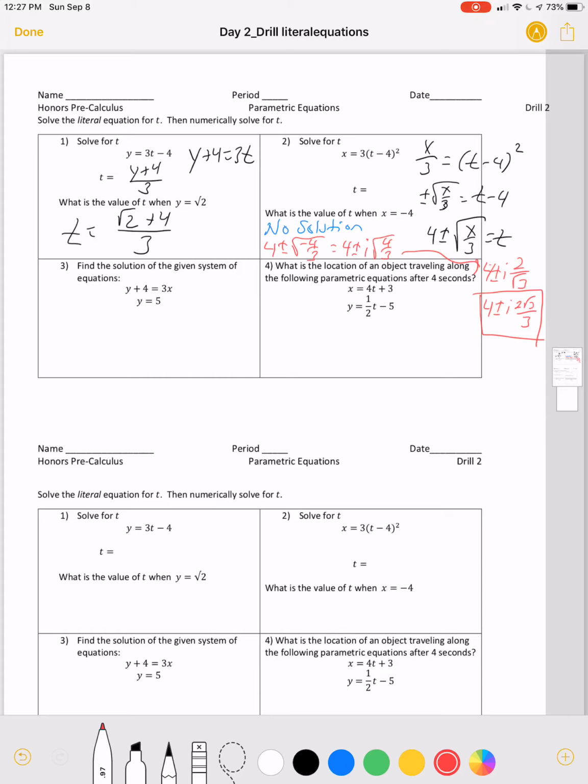If you had said no solution because there's no real number square root, that would be acceptable in this case as well. It's really just going to depend on what we're doing. Either way, you'd be okay.